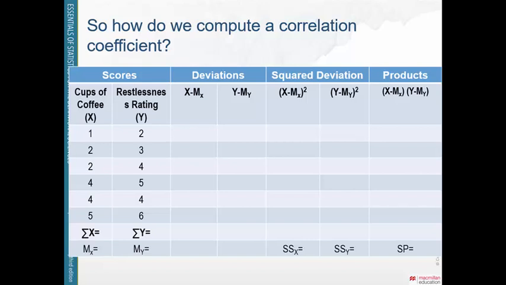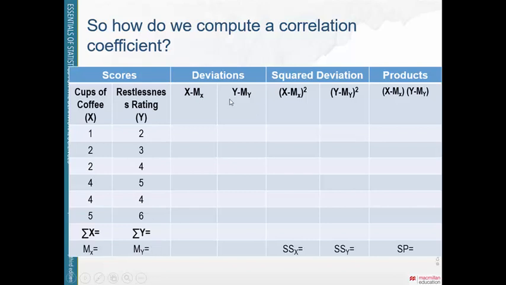We've done this many times before, and this table is similar to what we've done before. The first thing we need to do is get the mean for x and the mean for y. So you add up all the scores and divide by the number of scores. 1, 2, 3, 4, 5, 6, right? Add up the scores, divide by the number of scores.